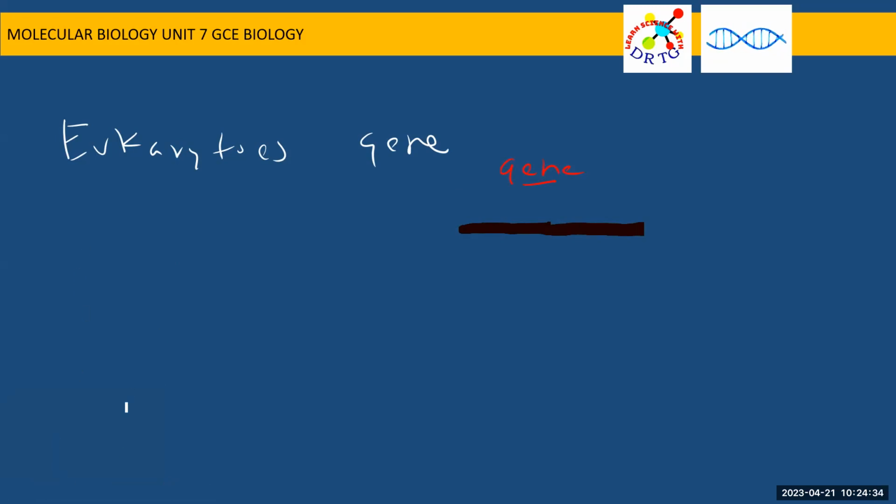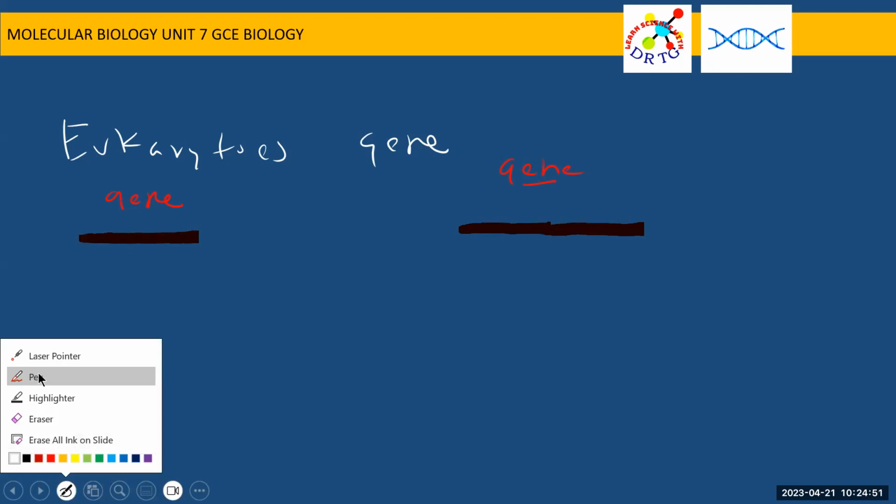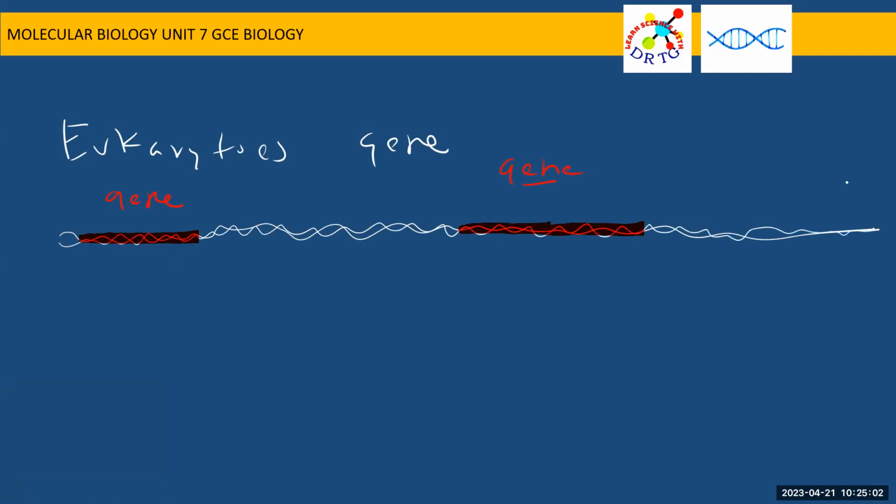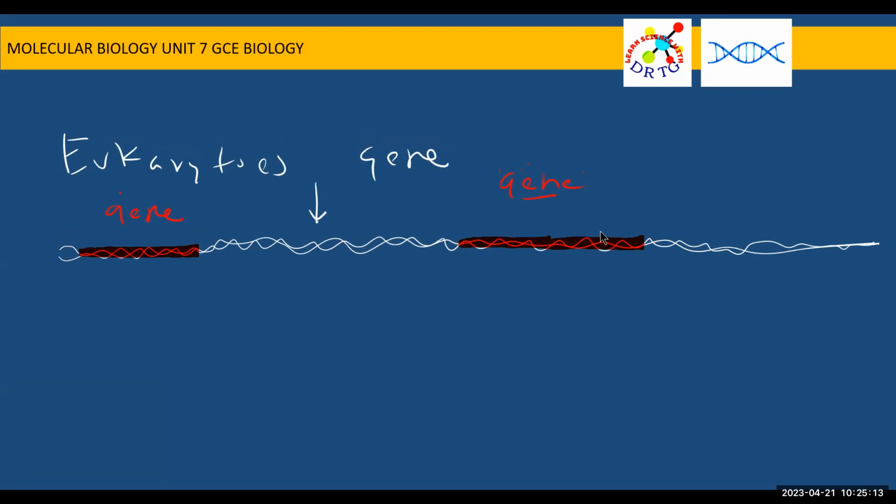Then there's another gene at this level. Here is another gene. So in between, what we get is the DNA molecule. This is the DNA molecule, right? It's going like this. I look at the middle, this place. I'm going to tell you that is not a gene.